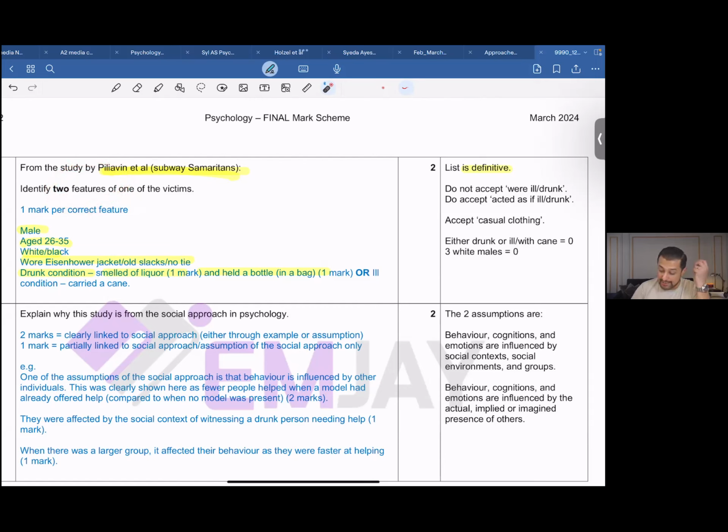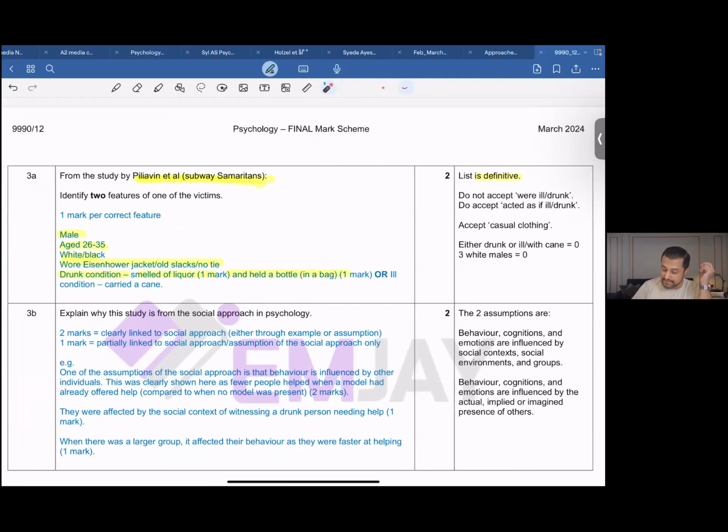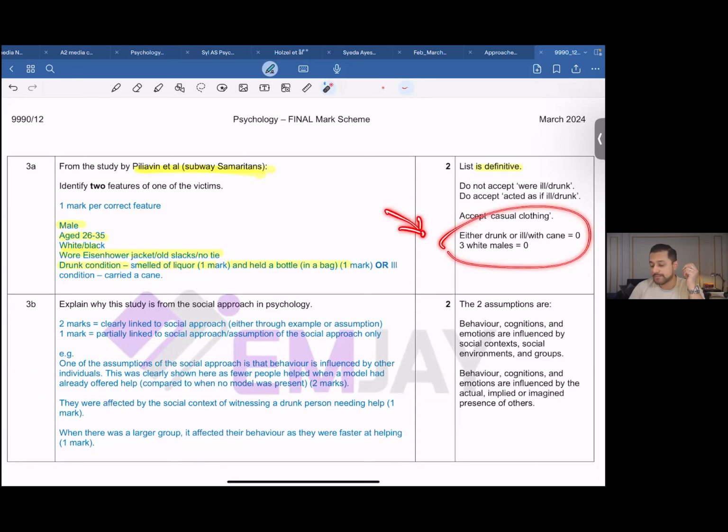Do not accept acted as if drunk or ill. They're pretty clear, makes a lot of sense. Accept casual clothing instead of this. So the examiners being nice enough, they could mark you and then write down a BOD. BOD refers to benefit of doubt. Either drunk or ill with cane would give you 0 marks. 3 white males would give you 0 marks too, because you need to identify proper features over here. Taking this ahead, these guidelines are to ensure that the system is being fair, and students who are trying to bluff and gain marks are discouraged.